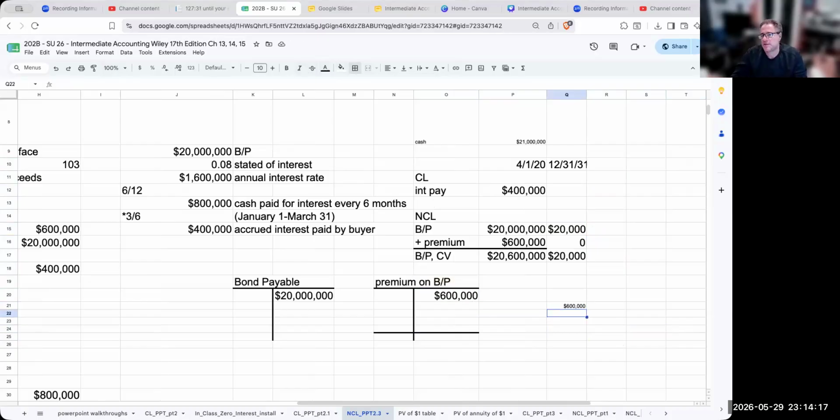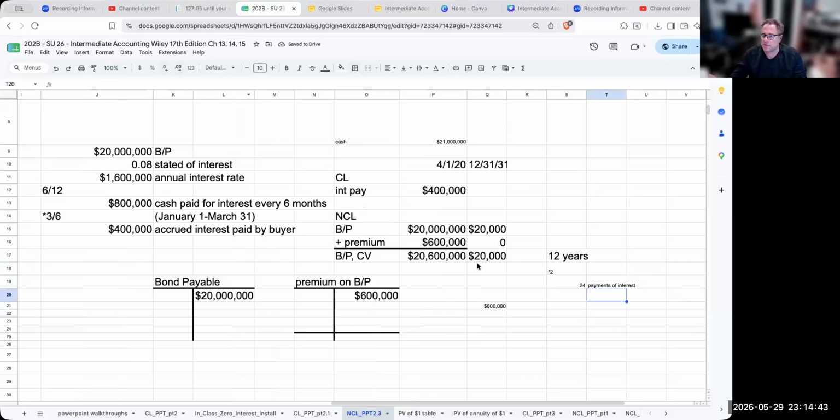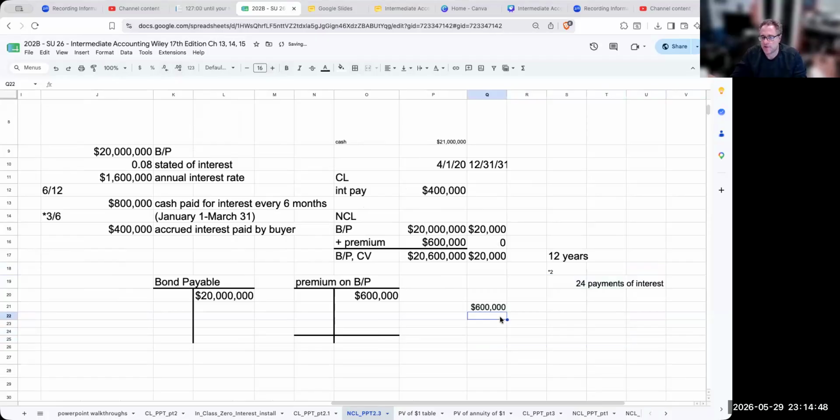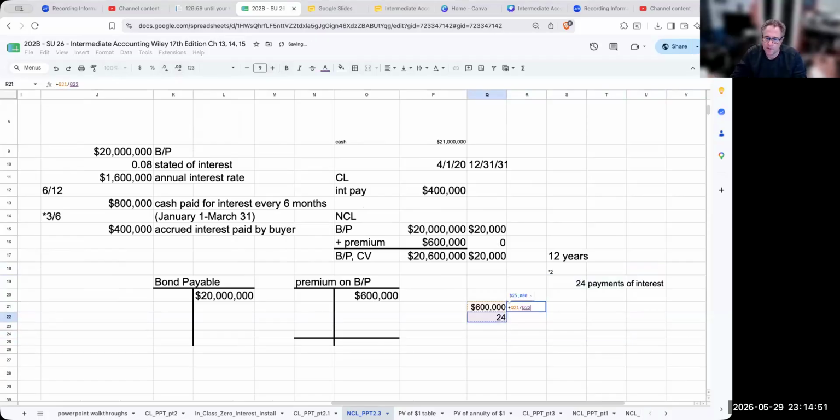You would then say, okay, how many times are we doing this? Well, if it's 12 years and we're making two interest payments per year, there'd be 24 payments of interest. So what I would traditionally do, if it was not being issued in between interest dates, is add the 600,000, divide it by the 24 payments, and get to 25 grand.